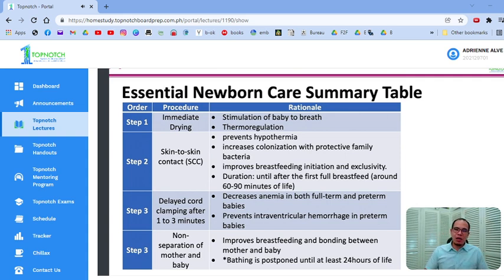And what's the purpose? It decreases anemia for your full-term and preterm babies. That's both for full-term and preterm. And for preterms, meron pa siyang additional benefit. It decreases the incidence of your intraventricular hemorrhage or your brain hemorrhage. Okay? And lastly would be non-separation of mother and baby to promote breastfeeding. Okay? So those are the 4 steps. Okay? Please correct this. This should be step 4. Okay? That's the 4 steps of your EINC.